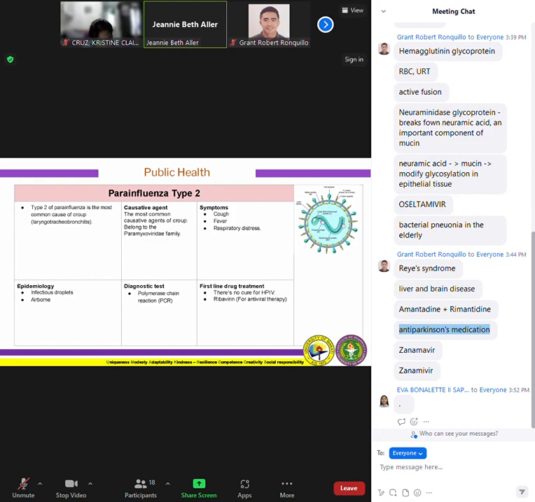The epidemiology is the same, through droplets and airborne. Almost the same sila. The difference in their croup is that type 1 is the Sendai type, and then this type 2 is laryngotracheobronchitis. The first-line drug treatment also has no cure, and ribavirin is also recommended for antiviral therapy. Next slide.